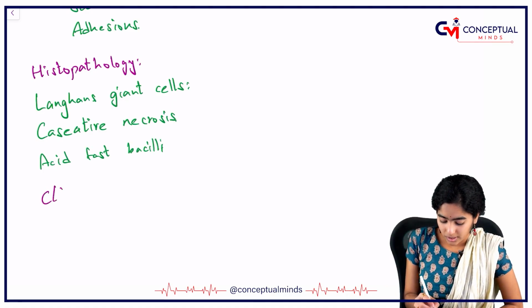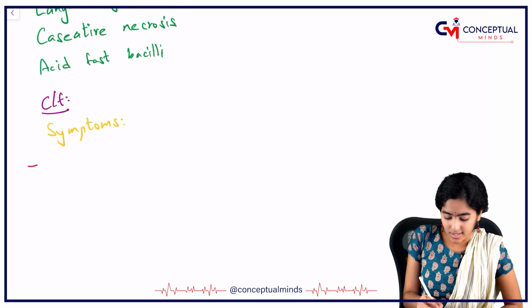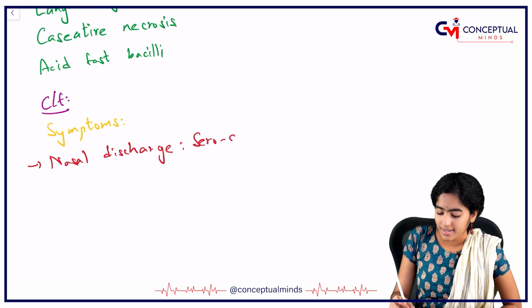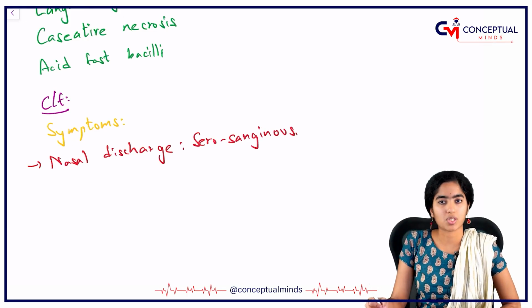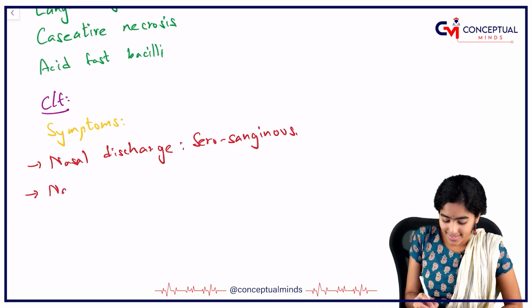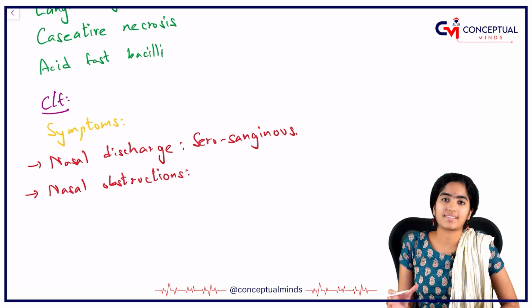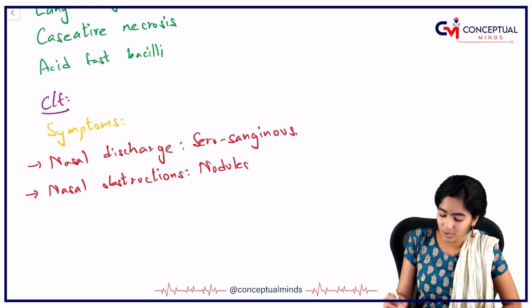Next, let us look into the clinical features. If we look at the symptoms, the first symptom is the nasal discharge. There is serosanguinous type of nasal discharge. In some stage of the disease, even a blood-stained nasal discharge is possible. Next, there is nasal obstruction. Why is there obstruction? Because of the swellings, because of nodule formation, and also because of crusting. These will lead to nasal obstruction. Nodules and crusts.